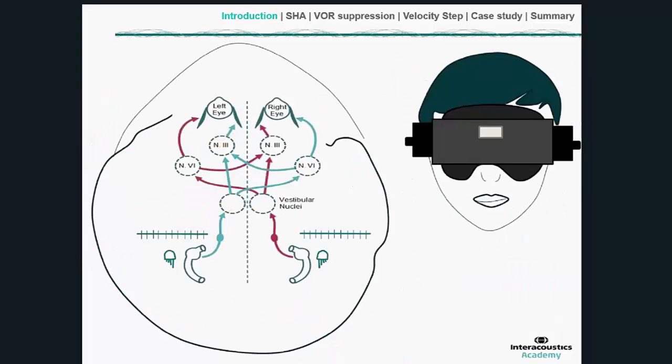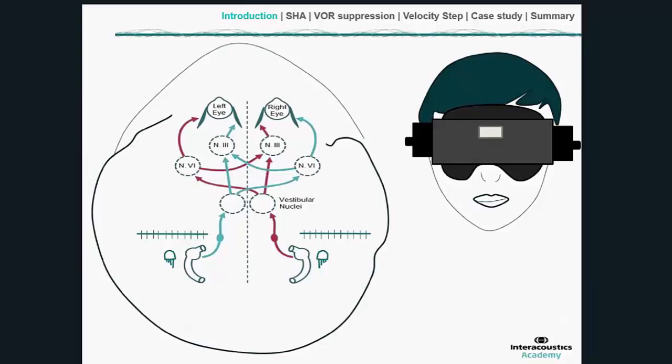What we have here is a schematic of the angular VOR, the VOR that is driven by the semicircular canals. And of course there are three, as I mentioned, the lateral here, as well as the two vertical canals. And when it comes to diagnostic testing, the lateral canal is the most commonly tested, because one of the reasons is that it's the easiest canal to provide a stimulus for.